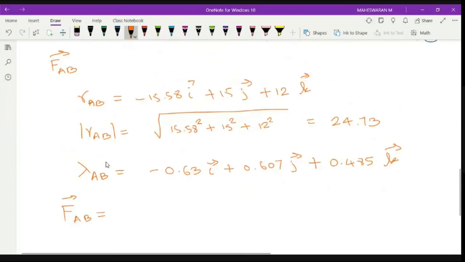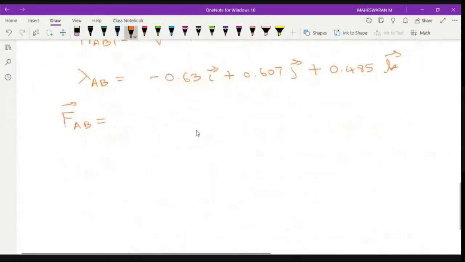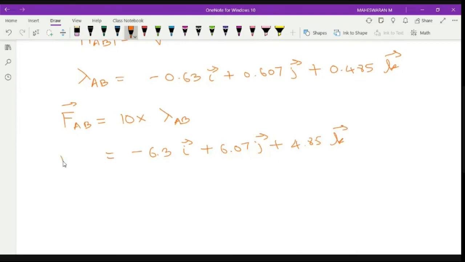So now I will identify what is my force AB. The force AB is I have to multiply with my force 10 kilonewton. So 10 into lambda AB, right? So note I am solving everything in terms of kilonewton. So I will write it as minus 6.3 I vector plus 6.07 J vector plus 4.85 K vector. This is my FAB vector.